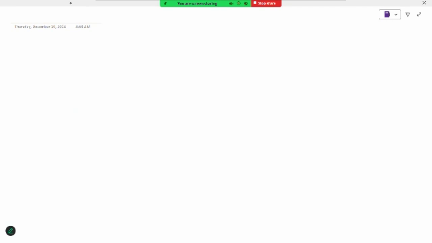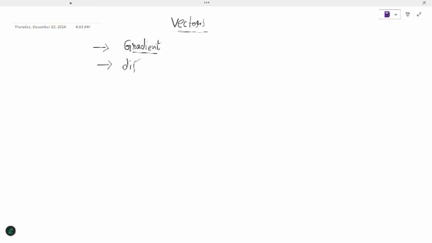Okay. Previously, we have learned about vectors. So today we will aim to learn a certain part of vector analysis, that is gradient. Now, before going into the gradient topic, we will first learn what are differentials.